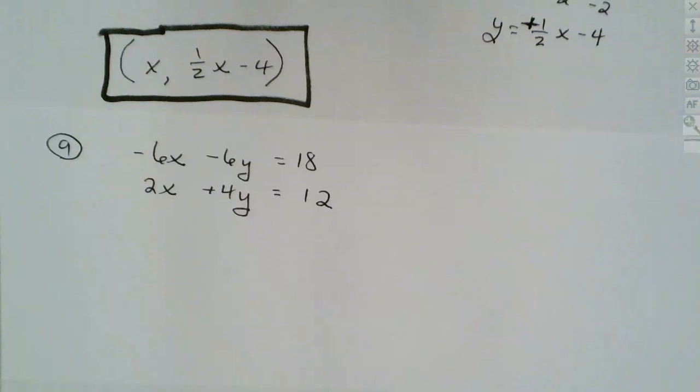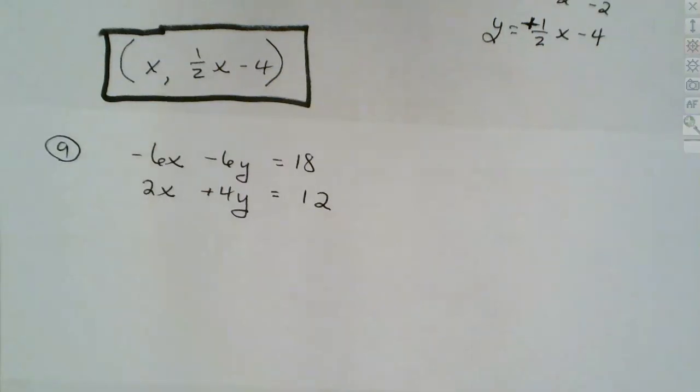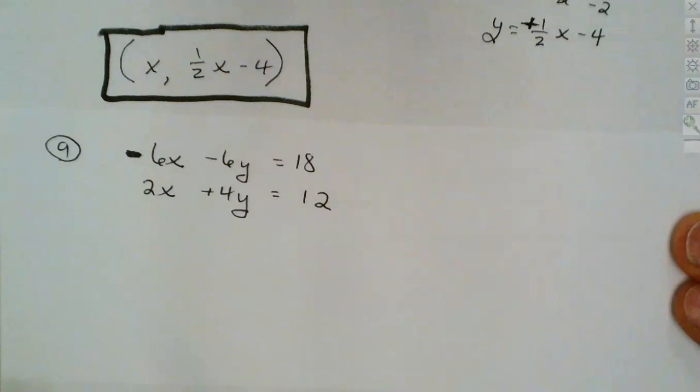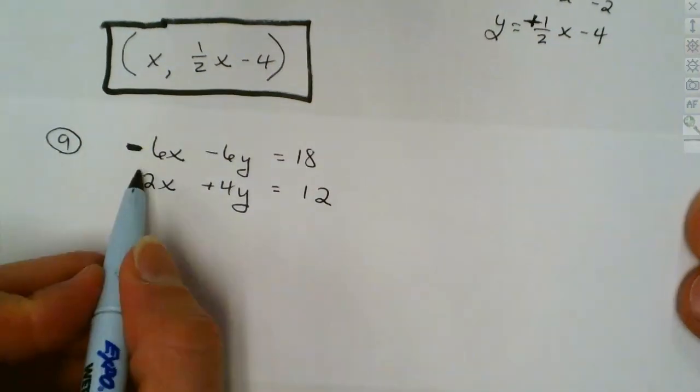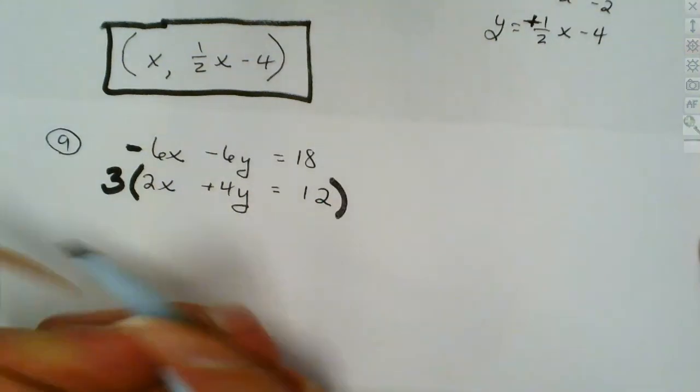So when I look at the 6 and the 2, we're looking at the x's here. Can I multiply that 2 by something to make it a 6? Yeah. What would you take 2 and multiply it by to make it a 6? 3. Okay. Do we need a negative 3? No, because this one's already negative. So we're just going to take the second equation and multiply it by a 3.